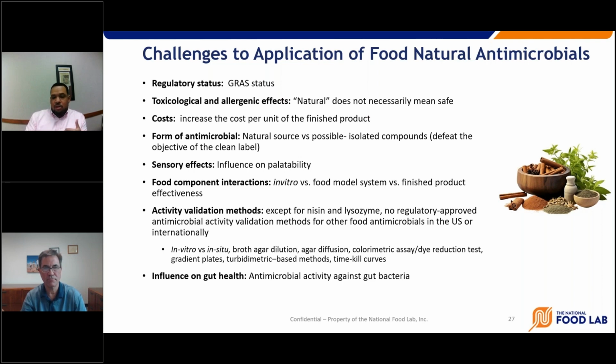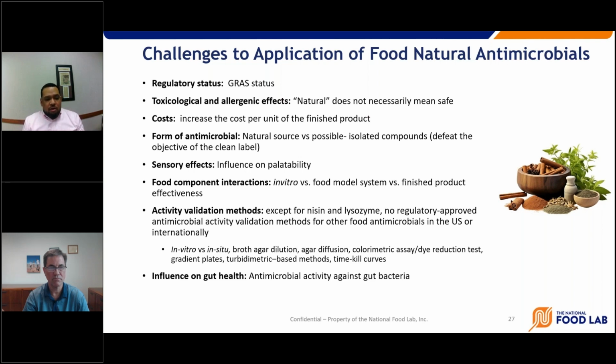And what is the form that you're going to be using it? Is it going to be used as a natural ingredient from the natural source, meaning that you're going to have celery powder, or are you going to go for an isolated version of the compound coming from the natural antimicrobial, which might be more effective, but also defeats the purpose of having a clean label product? And what are the sensory effects? Is it going to have an impact on how the product tastes? Is it going to be acceptable to the consumers? Is it going to change the flavor of my product so much that it no longer tastes like the product is supposed to be?